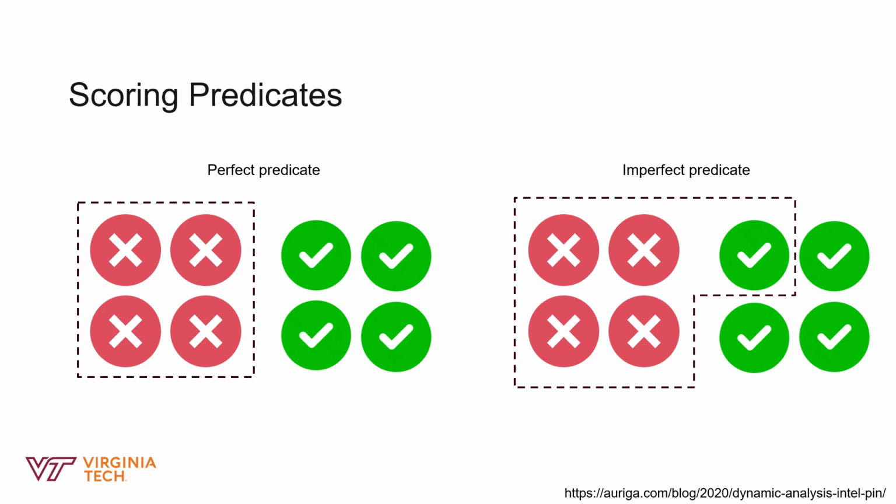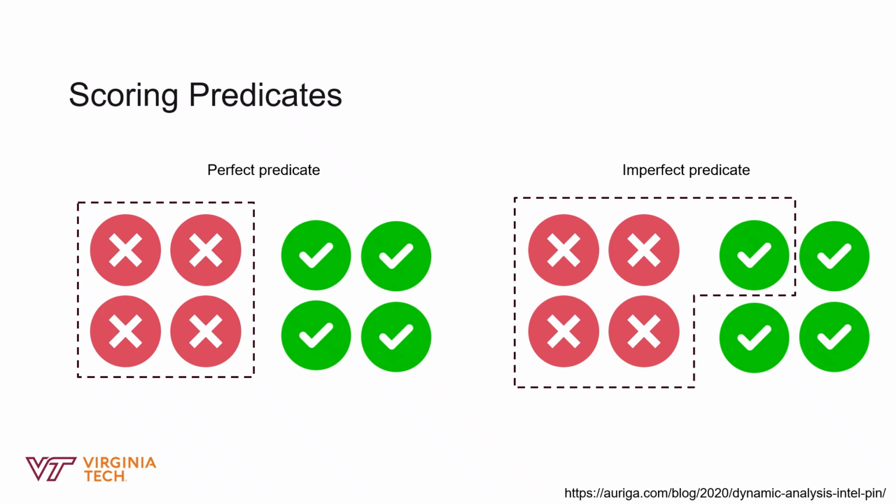The second metric that every single predicate is scored on is how early in the program the predicate is. As we talked about earlier, differences in behavior are more meaningful early in the program because they are more likely to be related to the root cause of the crash. So the earlier in the program the predicate is, the higher score we'll get.